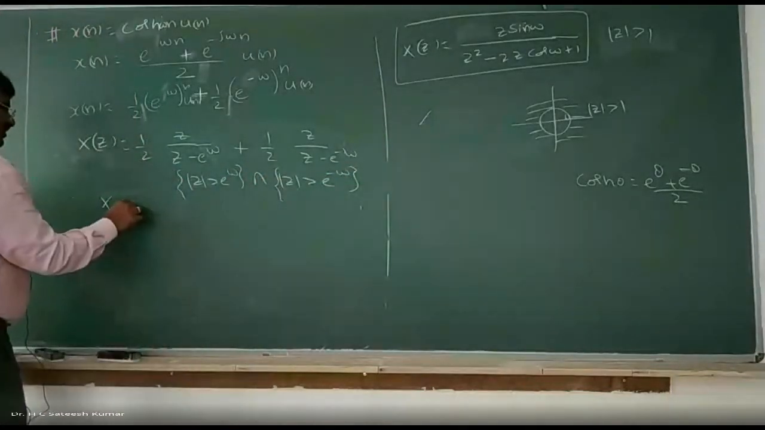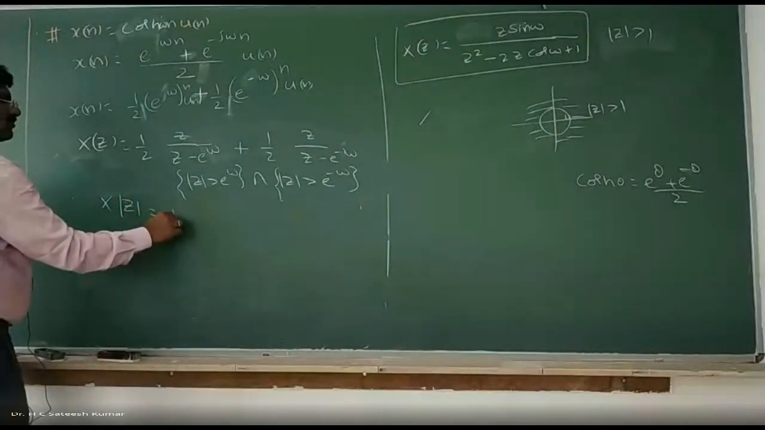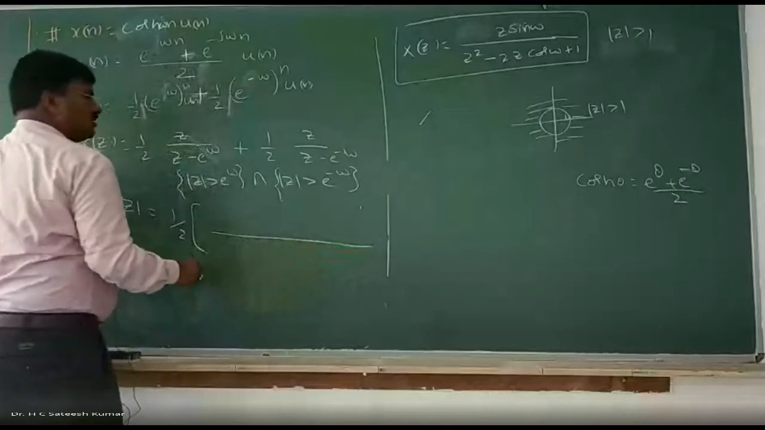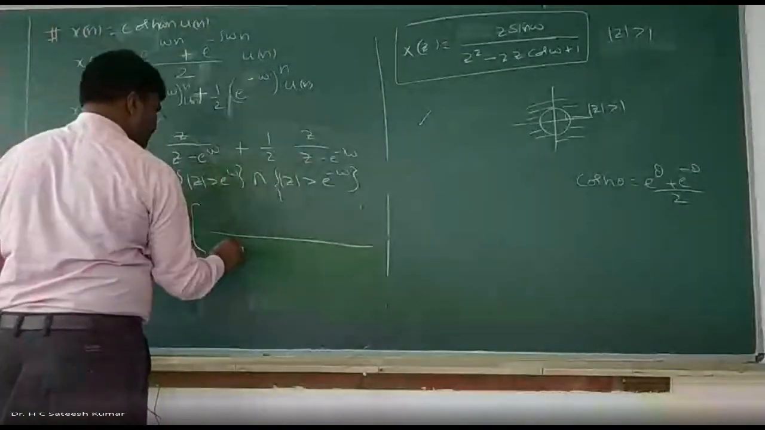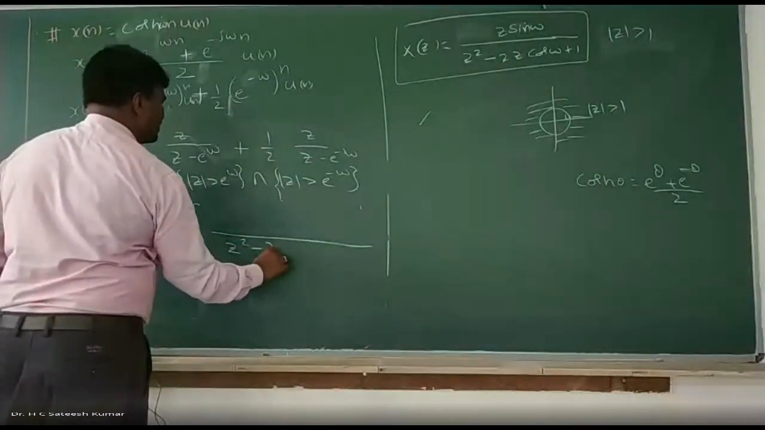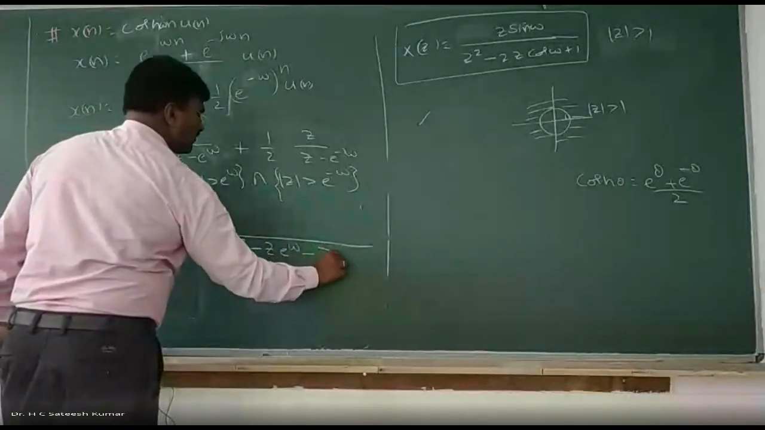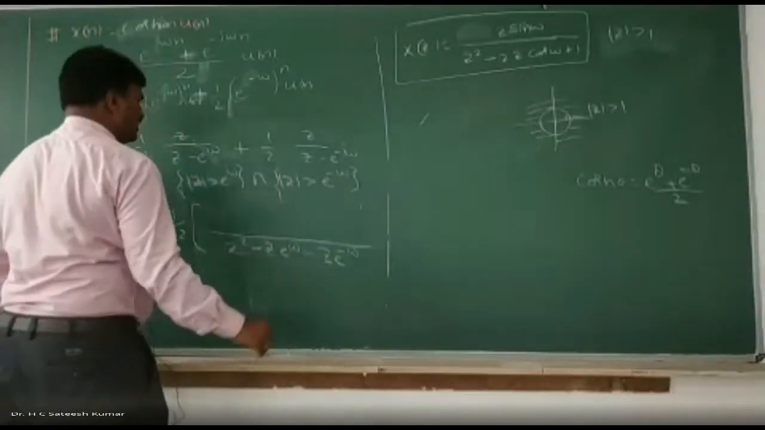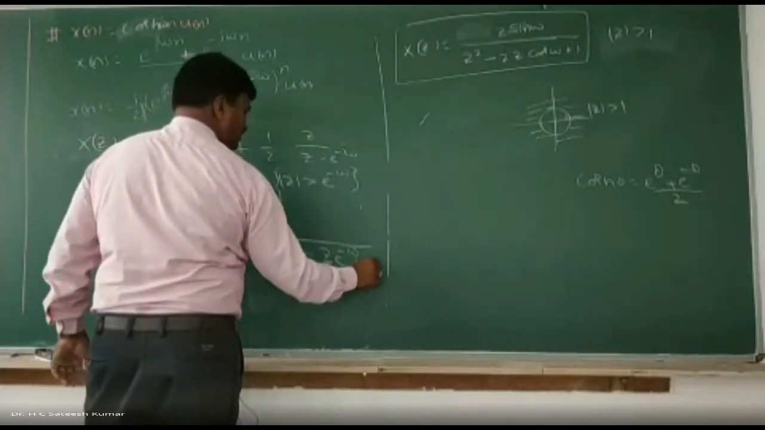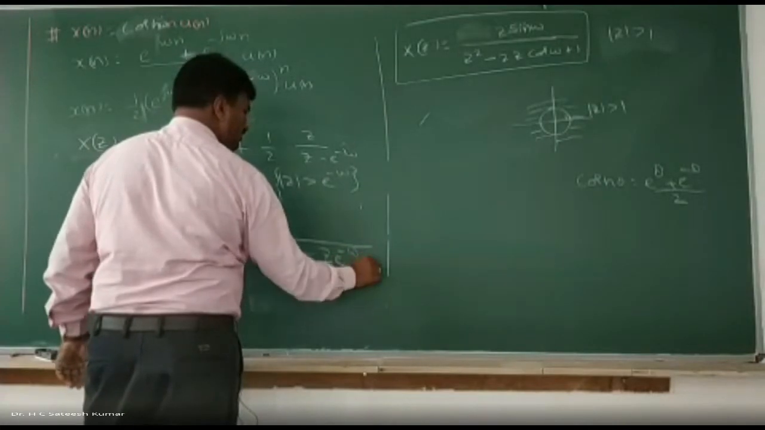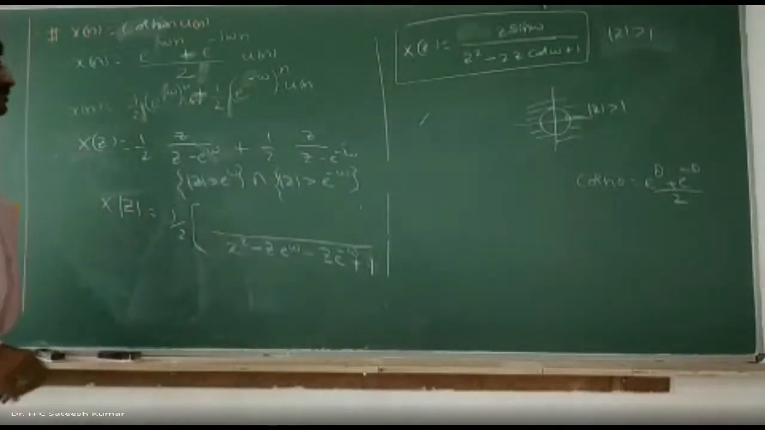Therefore, X(z) is equal to 1 by 2. You take common and take the LCM, z into z square minus z into e to the power of omega minus z into e to the power of minus omega, minus into minus plus. e to the power of 0 is 1, e to the power of omega into e to the power of minus omega is e to the power of 0, which is equal to 1.